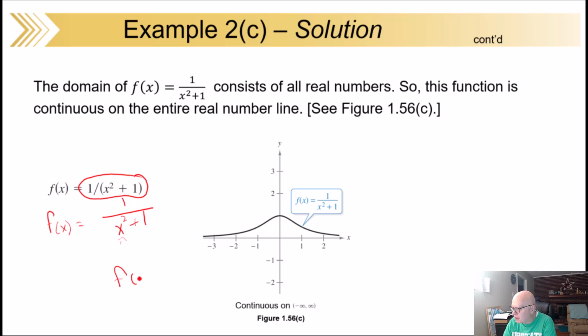If you put a 0 in for the x, which can be done like this, f of 0 means you take the 0, put it in where all the x's are. What do you get? You get 1 over 1, or just 1. So it is defined. And there it is on your graph.